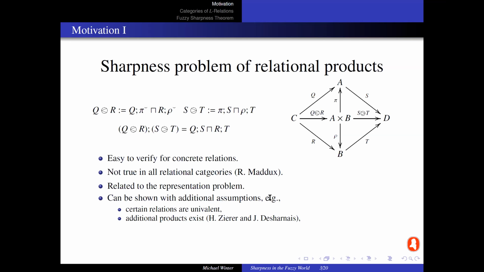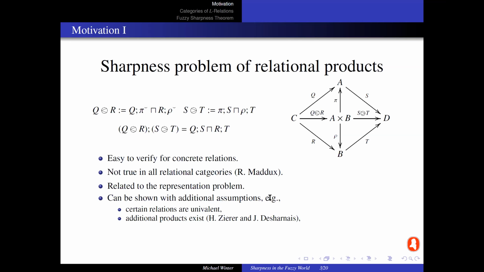Then there has been an approach to show this equation in the case that certain additional products do exist. The first proof, as far as I know, was by Hans Zierer back in the 80s, which required two additional products to exist. That result was improved by Jules Desharnais later on, who could show this result when there is only one additional product.